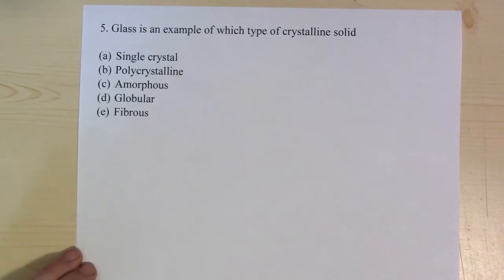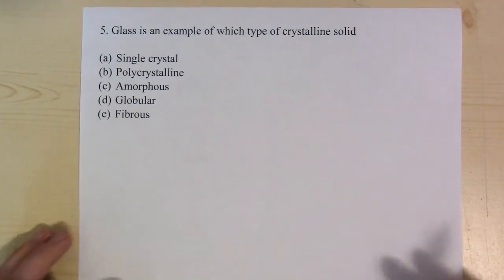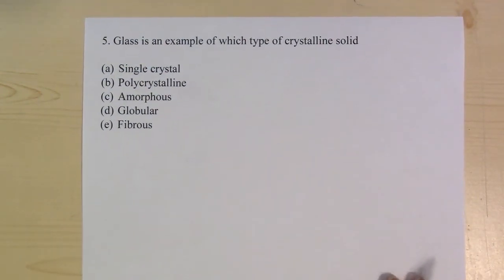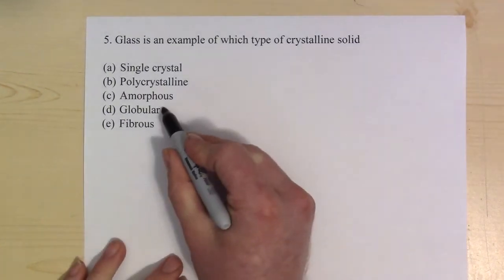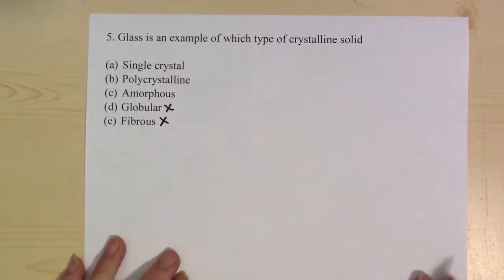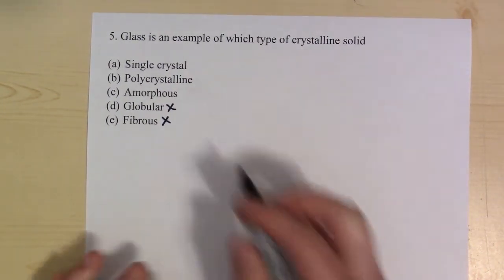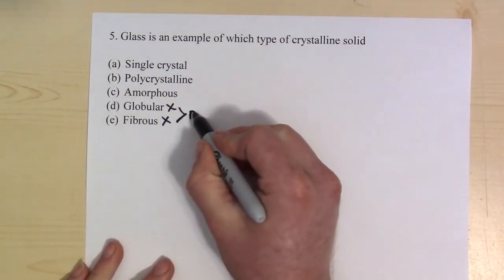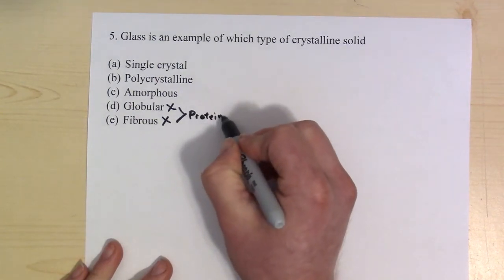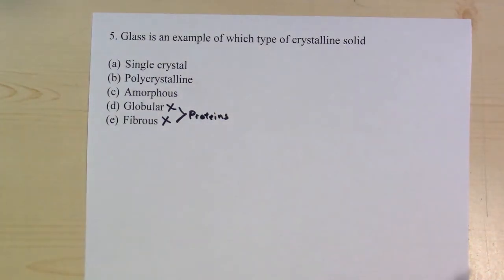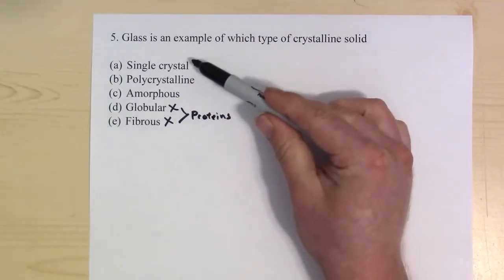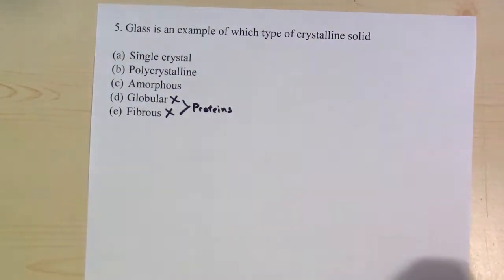Moving to number 5, it says glass is an example of which type of crystalline solid. So there's a couple that we can rule out here immediately. Globular and fibrous, those are not types of crystalline solids. Those are both types of proteins. So we can rule those out immediately. Then we need to look at single crystal, polycrystalline, and amorphous.